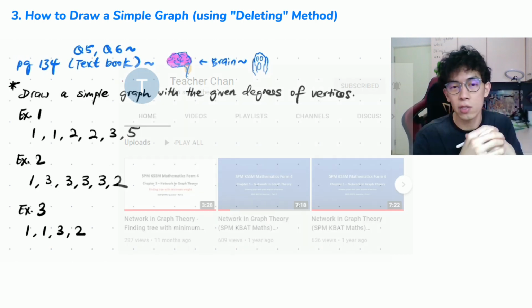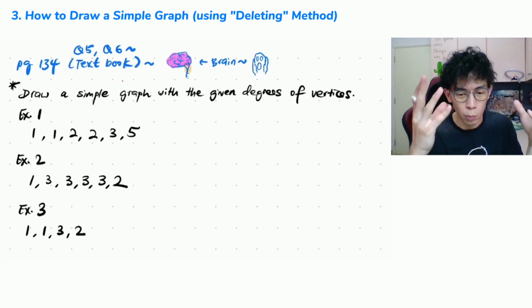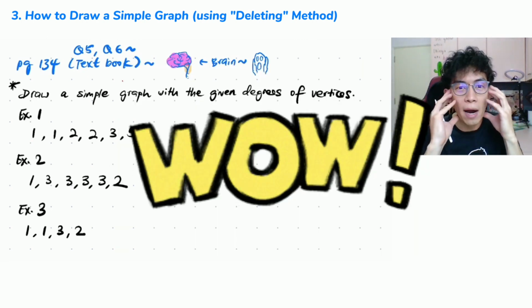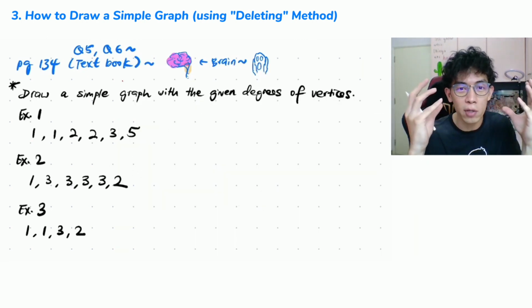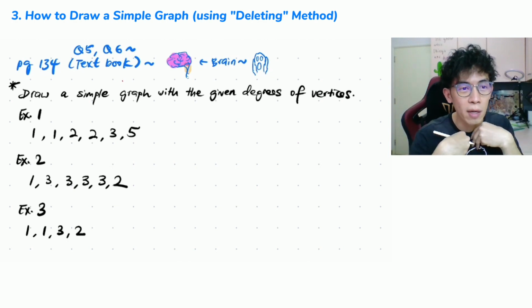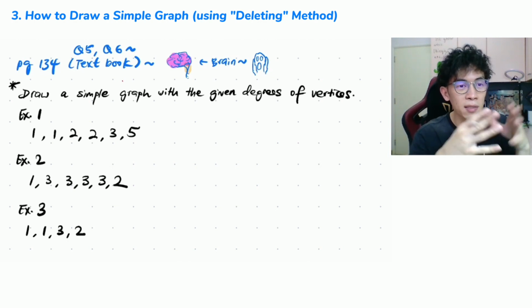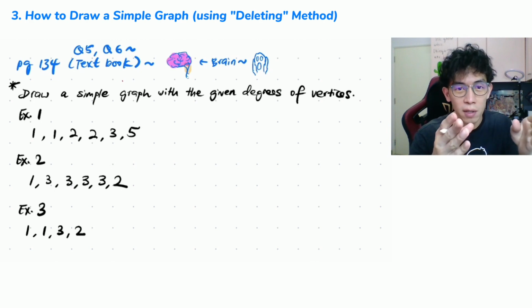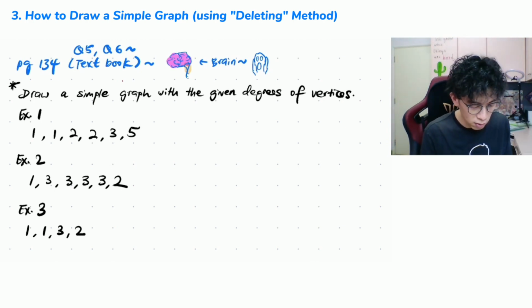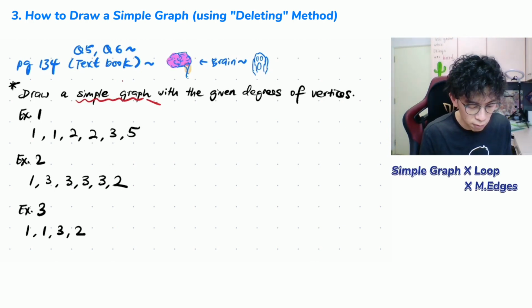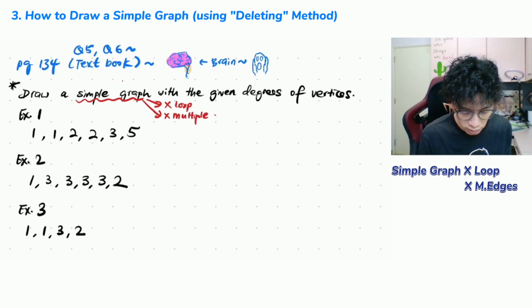So yes, Teacher Chan is one of the teachers where when I look at the video, it's like, whoa, mind blown. It's like, oh, these kinds of questions. When I first do it, you notice that the question says, draw a simple graph. Simple graph means what? Okay, I will just mention it as well. Simple graph means no loops and no multiple edges. That's called a simple graph.